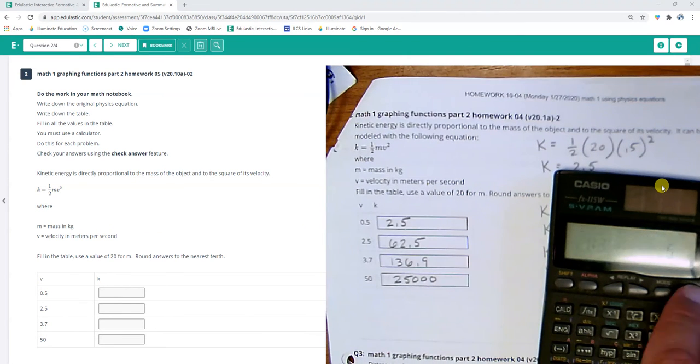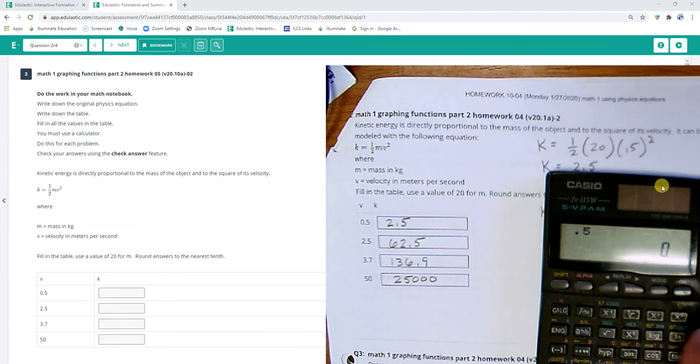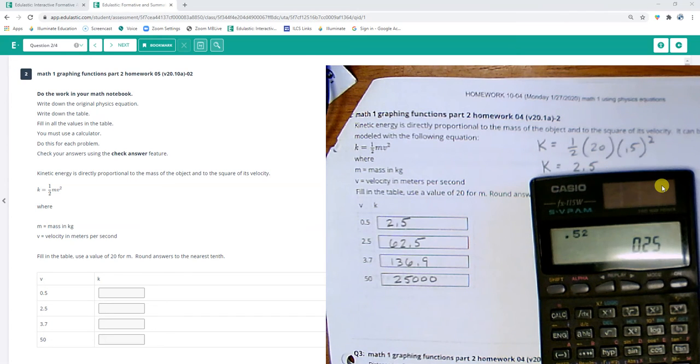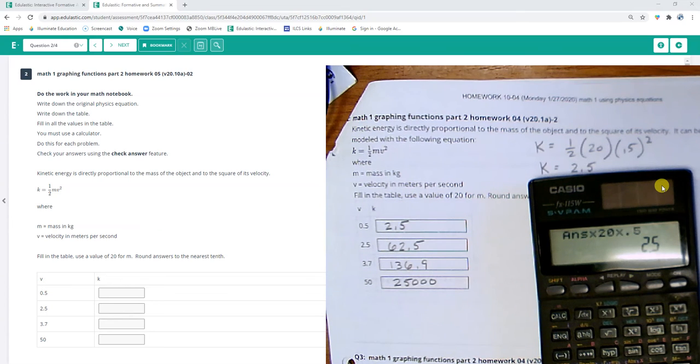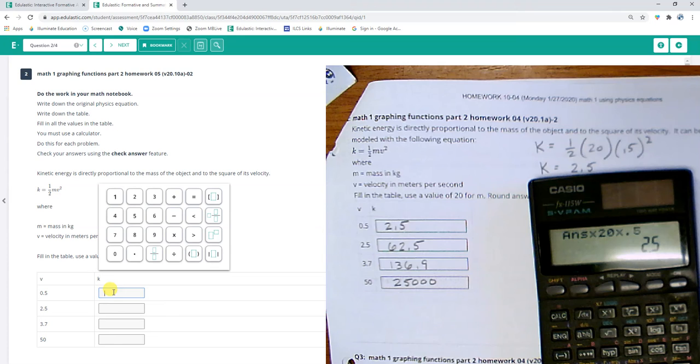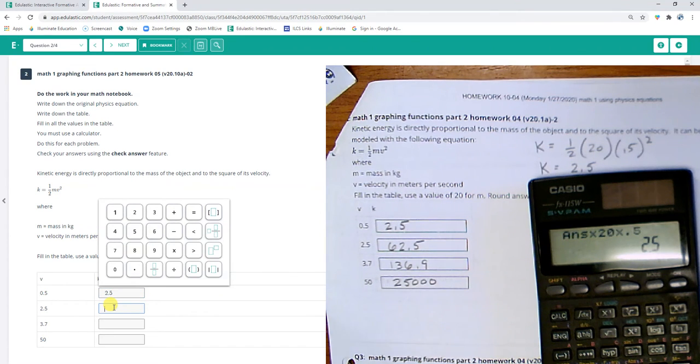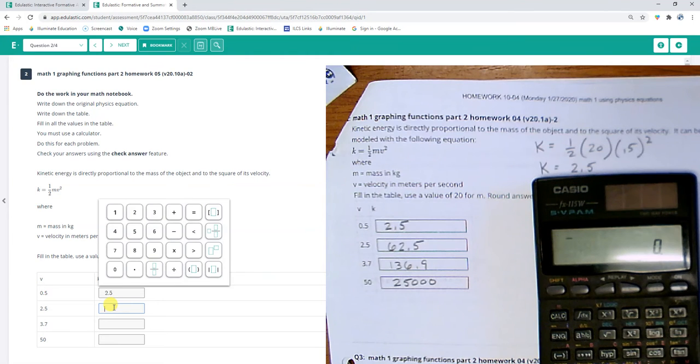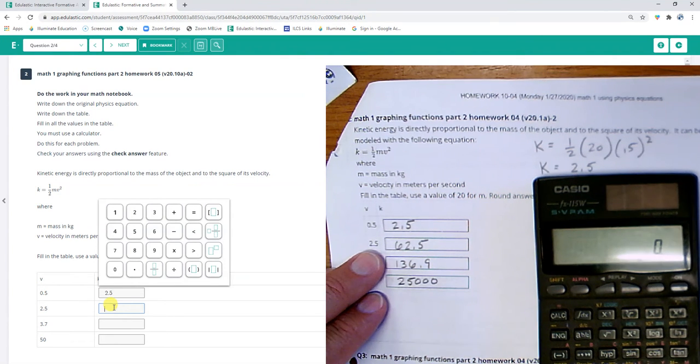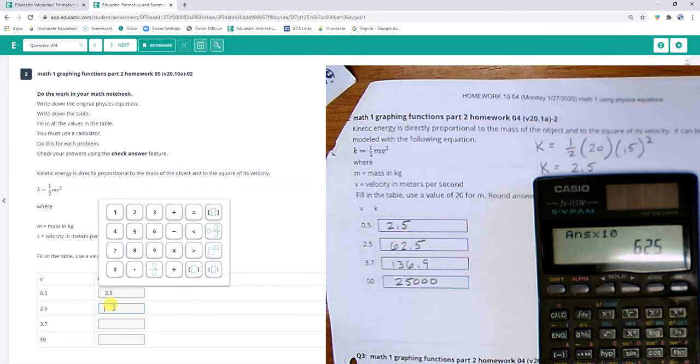Let's do that 0.5 squared times 20 times 1/2. You know what? Instead of doing the 20 and 1/2, let's just start using a 10. So 2.5. So really all I'm doing is I'm taking that velocity, squaring it, and hitting it with a 10. So this time we're going to do 2.5 squared times 10, 62.5.